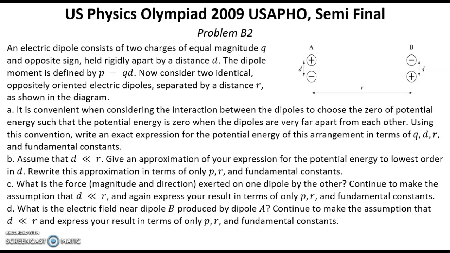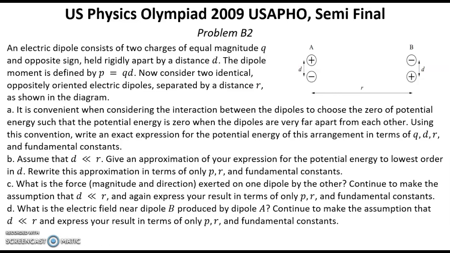Question B. Assume that D much less than R. Give an approximation of your expression for the potential energy to lowest order in D. Rewrite this approximation in terms of only P, R, and the fundamental constants.